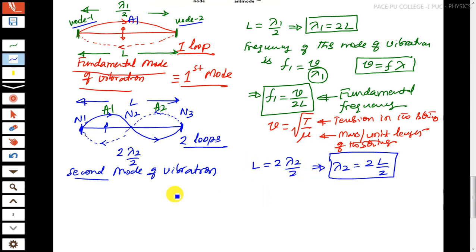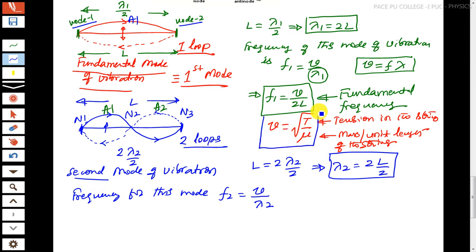Again, write the formula for the frequency. The frequency for this mode, that is the second mode of vibration, is F2, which is equal to V divided by lambda 2. I should not write V1, V2 or something for different modes, because the string is the same, and in the string the speed of the wave is still root T divided by mu. We are not altering it. So this is a constant. Until we alter T and mu, that V is constant.